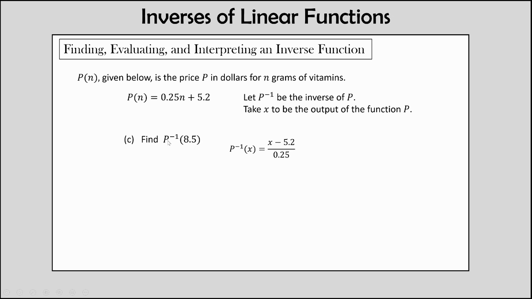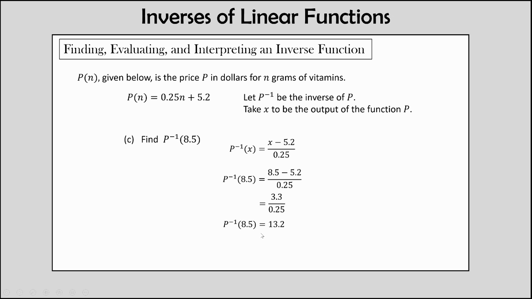So what we'll do is write our inverse. Remember, we just found this. P inverse of x is x minus 5.2 over 0.25. Now we're going to find P inverse of 8.5. So we're going to replace the x in our function with 8.5. That's our x, so we'll plug it in. 8.5 minus 5.2 is 3.3, divided by 0.25, and it's 13.2. So the inverse value of 8.5 is 13.2.